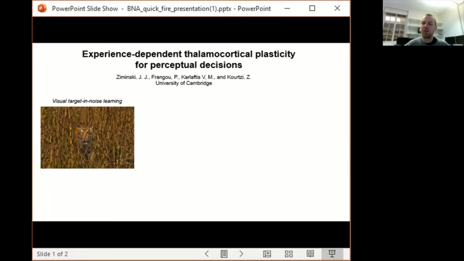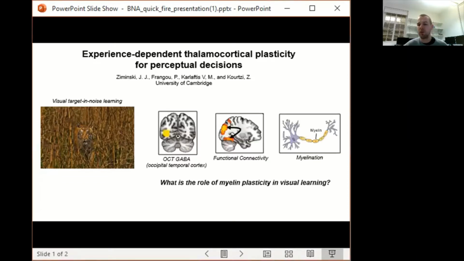The ability to detect visual targets in noise is key for interacting with the environment. For example, recognizing a predator in the wild or a fast-moving moped when crossing a busy street. Learning to detect targets in noise is underpinned by plasticity in visual brain regions.